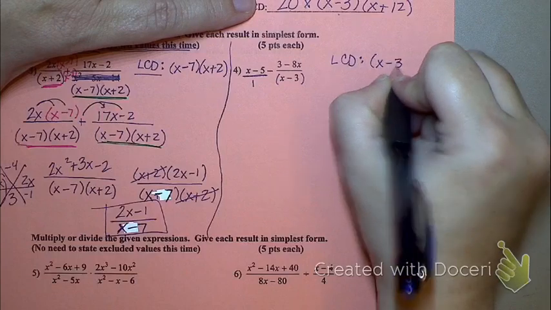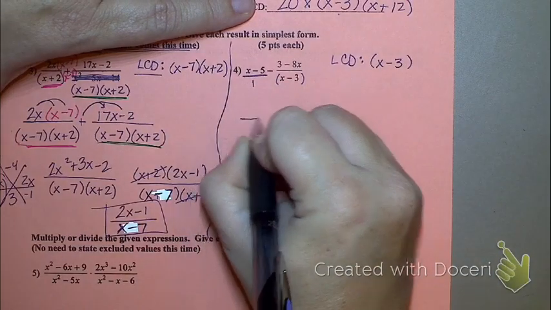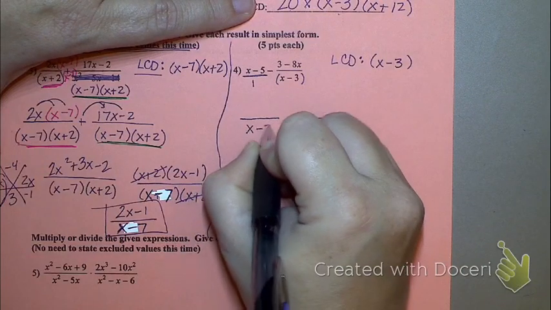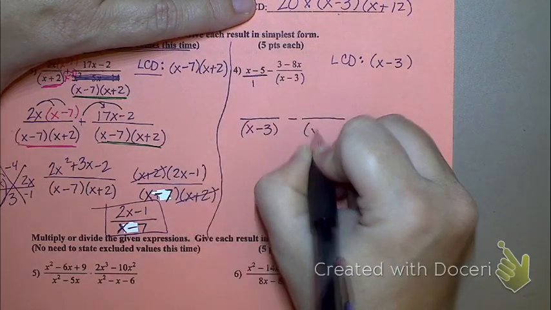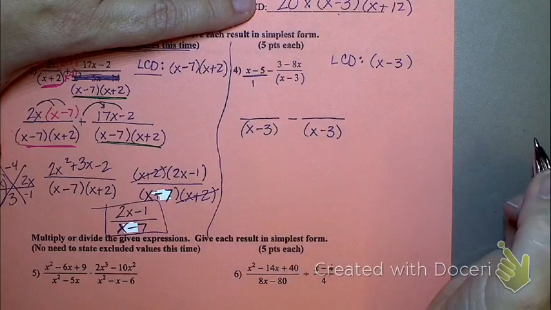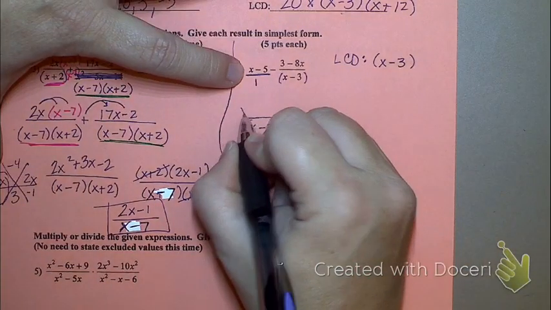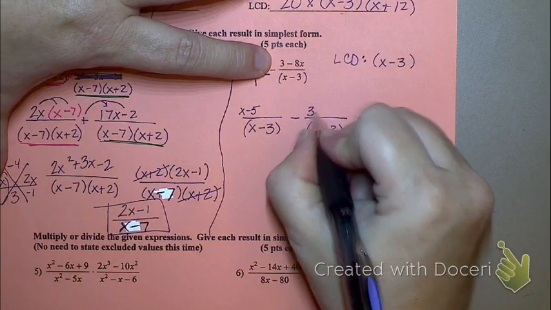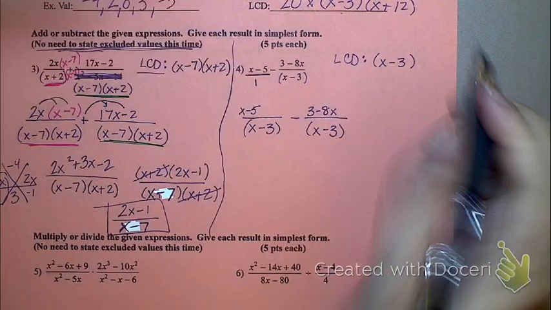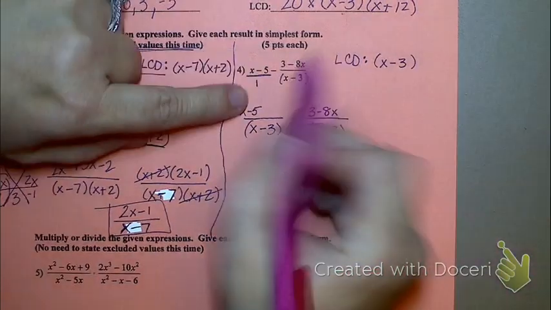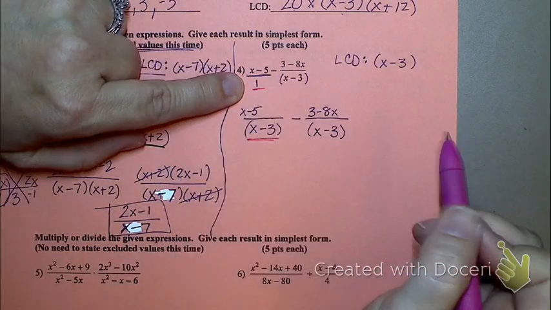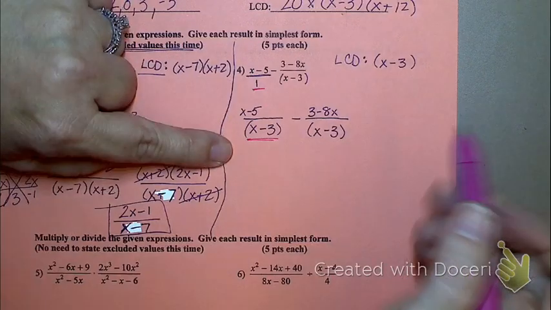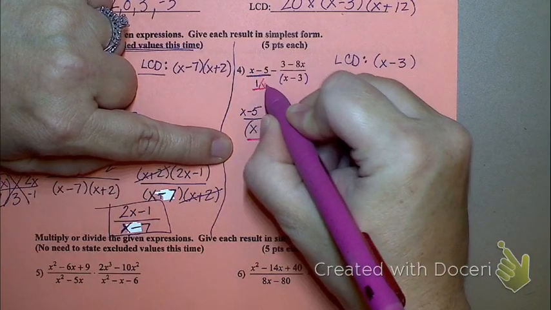X minus 3. That's pretty easy. So let's see. I have a fraction minus a fraction, and I want both of them to be over x minus 3. Okay? So I'm going to write the numerators currently as they are, but I know that I have to multiply them by something. How do I get this denominator to match that? What do I have to do? Multiply by x minus 3, right?